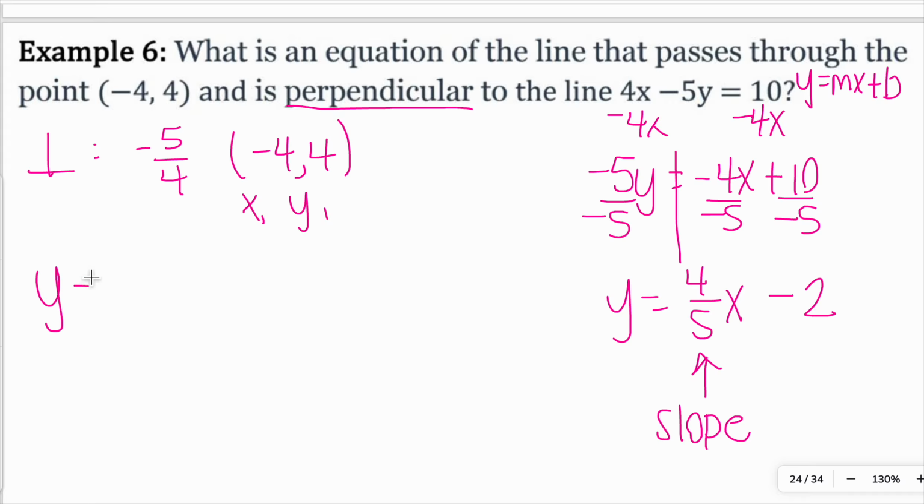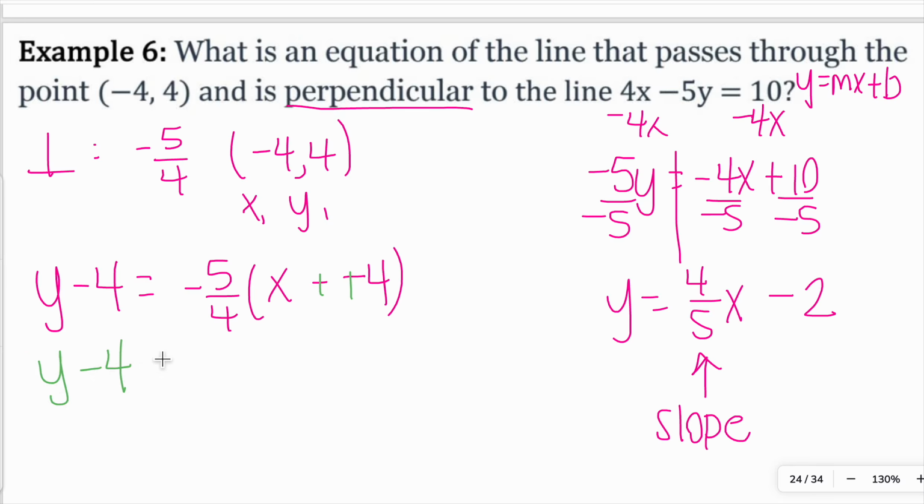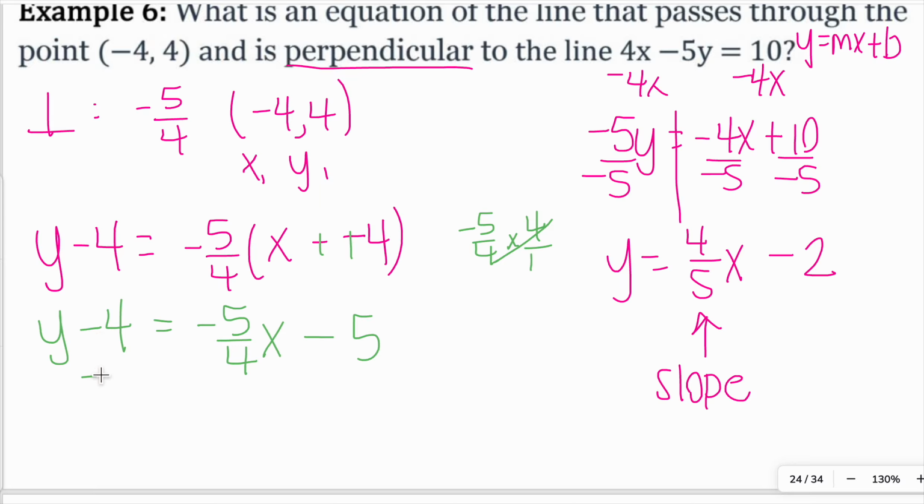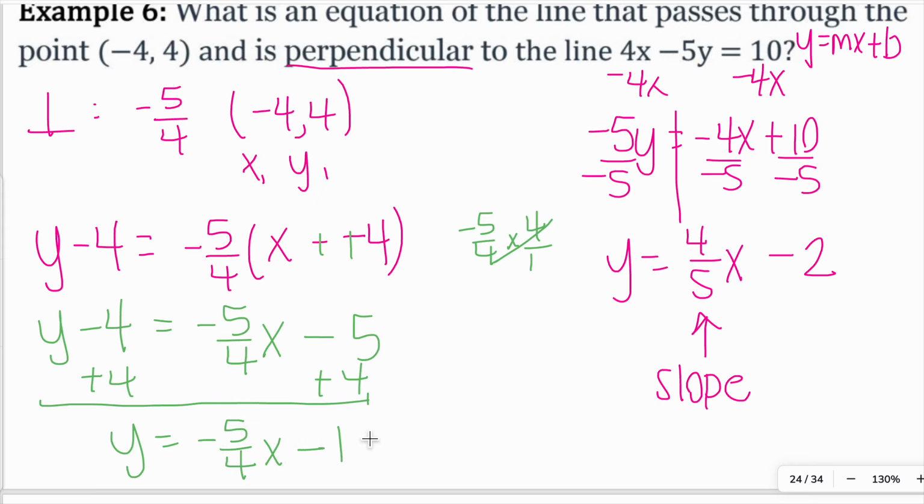Okay? So y minus 4 is equal to negative 5/4 parentheses x minus negative 4, which will eventually change to x plus positive 4. Let's go and distribute my negative 5/4. So I'm going to get negative 5/4 x, and then negative 5/4 times a positive 4. That is going to give me, let's see, we can show some steps over here. Now my brain's freezing. Yep, negative 5, so minus 5. Okay. Then I need to add 4 to both sides to get y all by itself. So my final answer would be y is equal to negative 5/4 x minus 1.